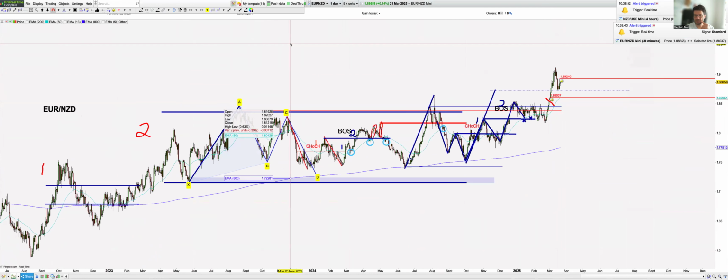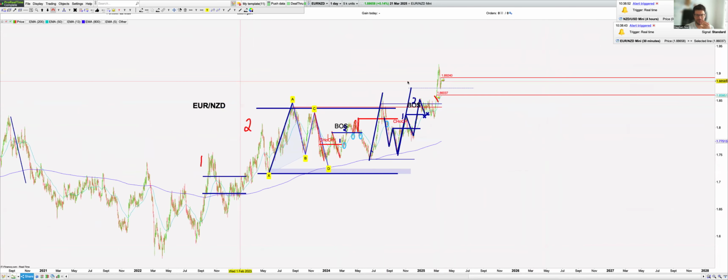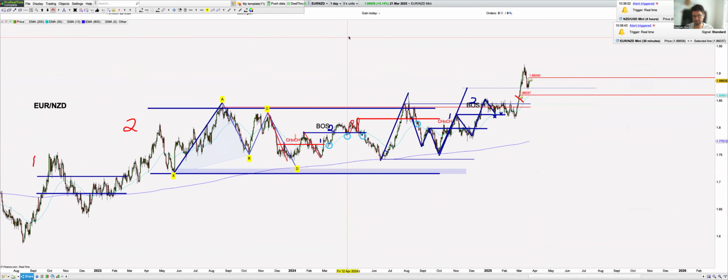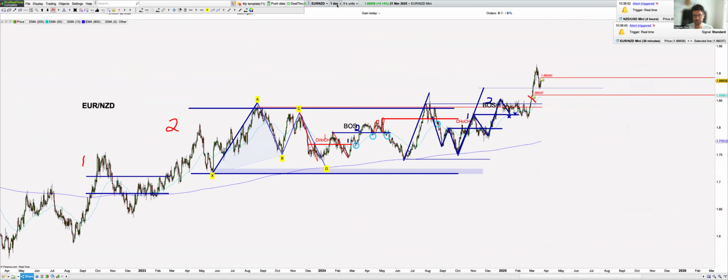Euro NZD, much like Euro AUD, is doing the same thing. Retested the top of the ABCD structure. It's a level 3 riser at the minute. It could be really quite aggressive. Previous highs all the way up there. So we are expecting price to get up there in high low fashion.